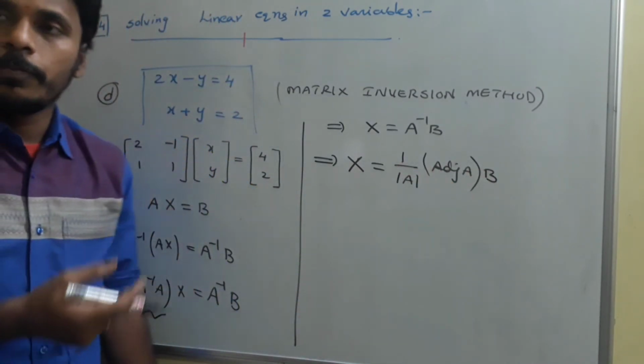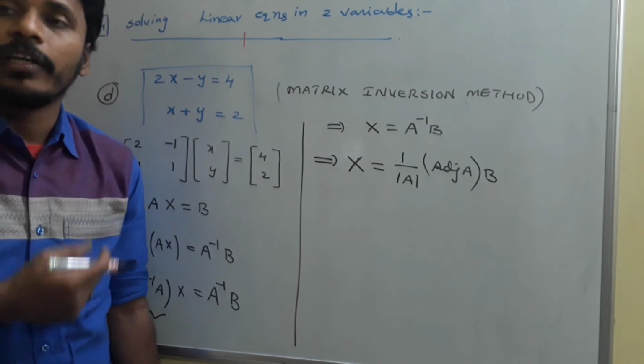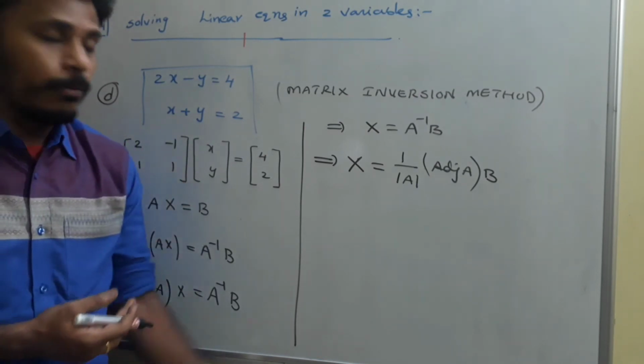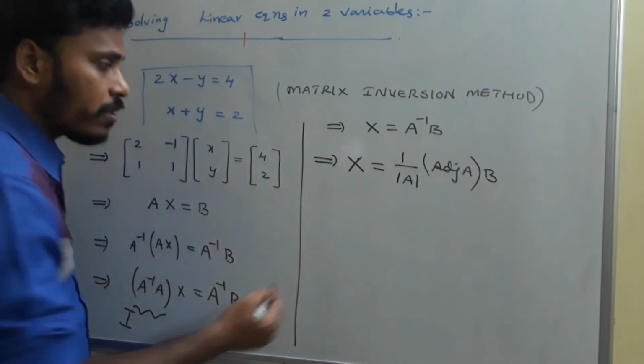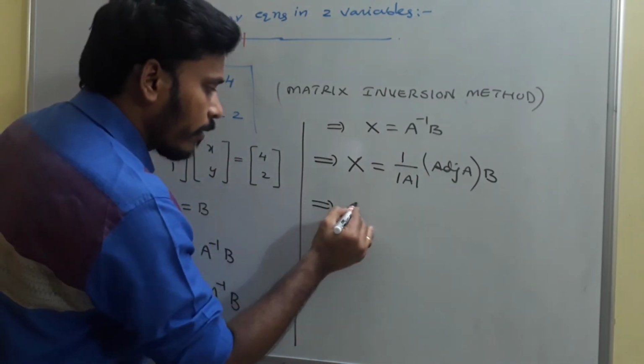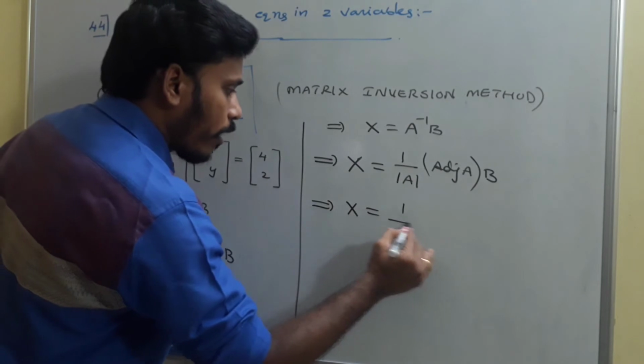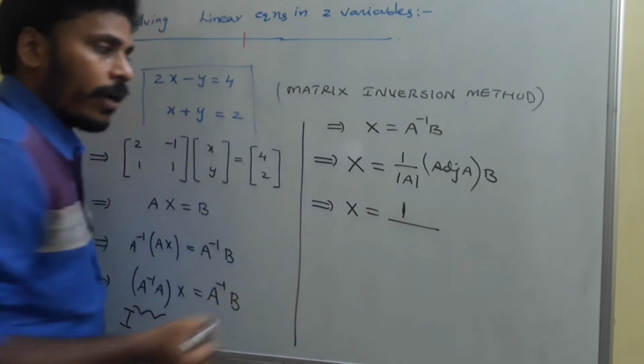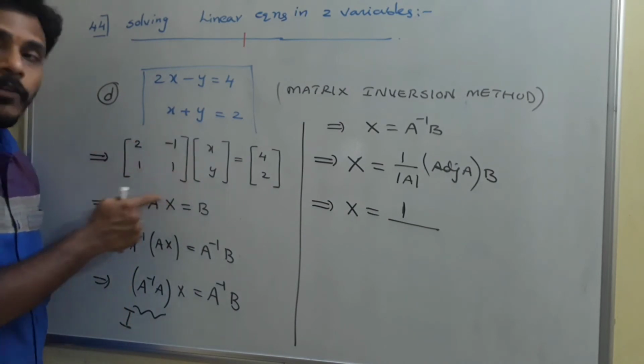Actually x is A inverse B, and we know that A inverse has 1 by det A into adjoint A and into B. So finding x is simply finding this one. So this implies x is equals to 1 by determinant of A. Since we have some practice on this way of finding determinants, you just directly find the determinant.